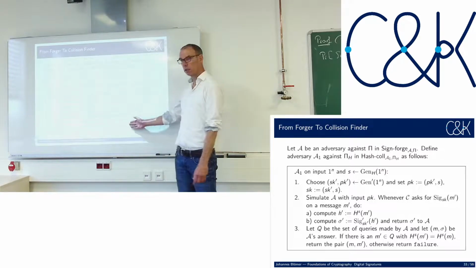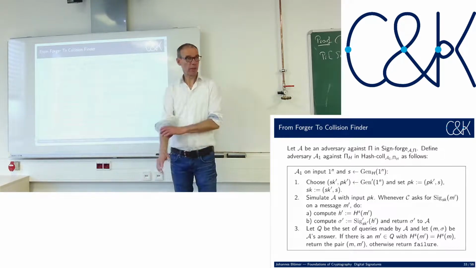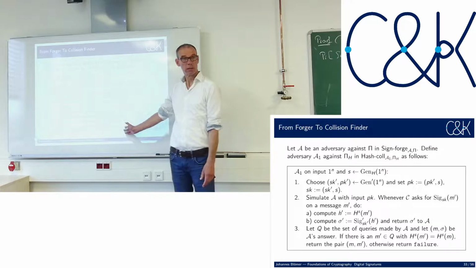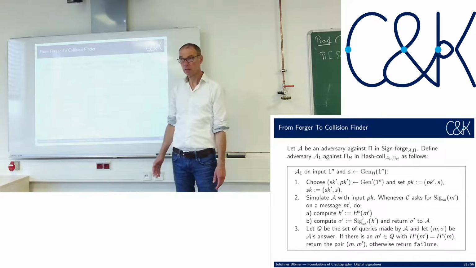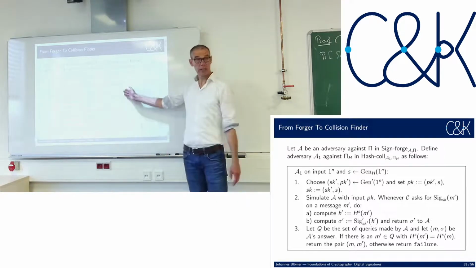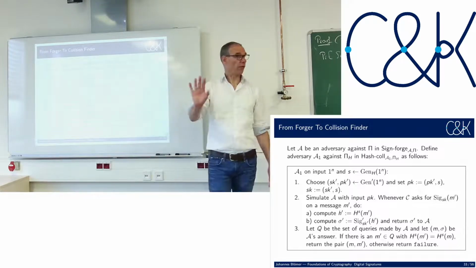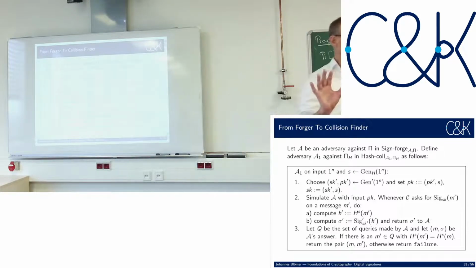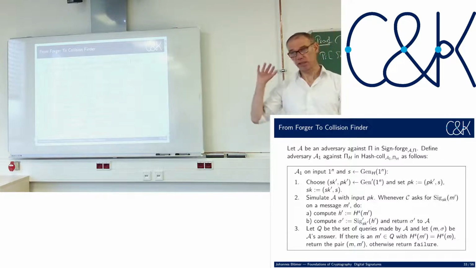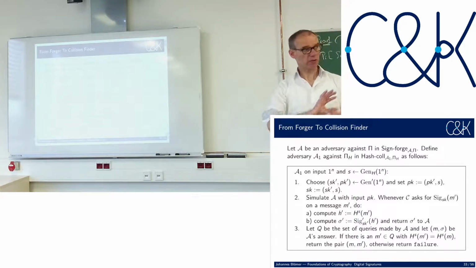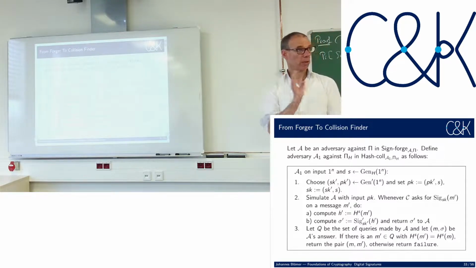Now, what's the success probability of this guy here? The simulation of A is perfect. It's exactly as in the forgery game. We answer everything correctly. The keys are generated as in the forgery game. Everything looks as in the forgery game.